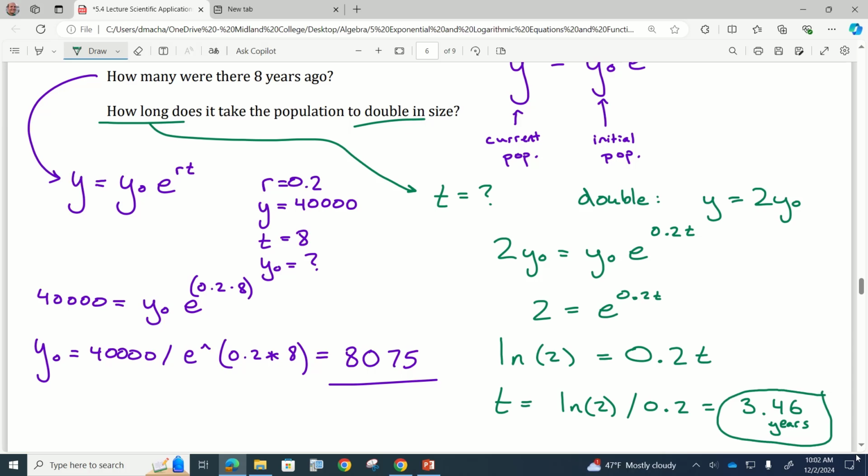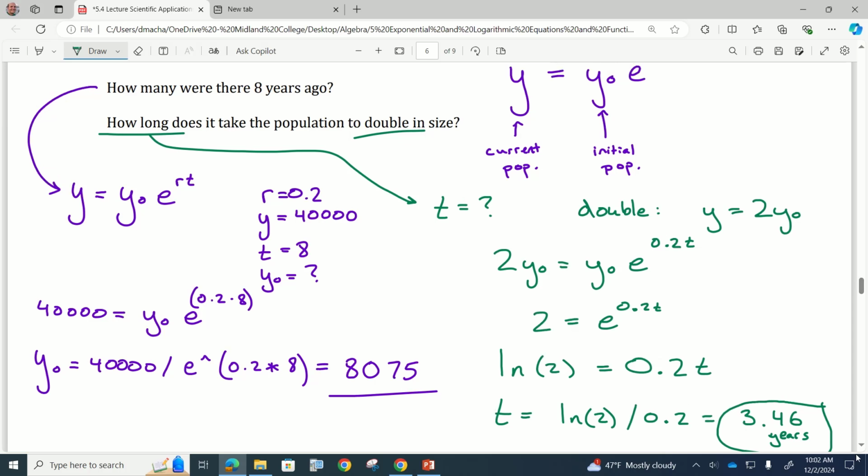So every 3.5 years, you get twice as many pythons. And the population would keep growing like that until they ran out of food, or until you introduced a predator that would eat the pythons. But at least initially, when you introduce an invasive species, it grows exponentially, and so it would double every so many years. Questions about this one?